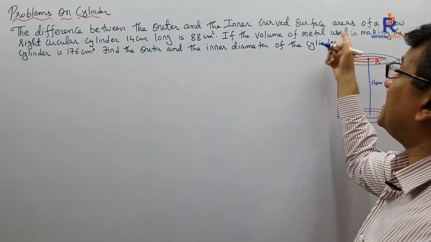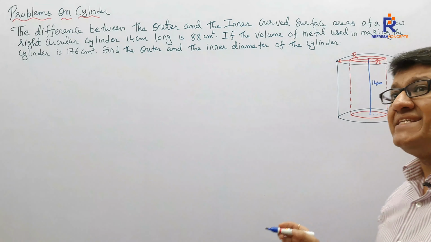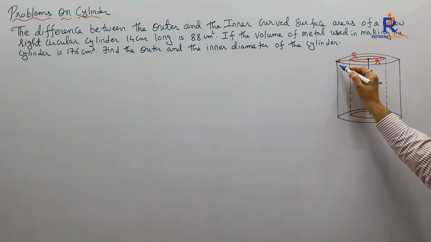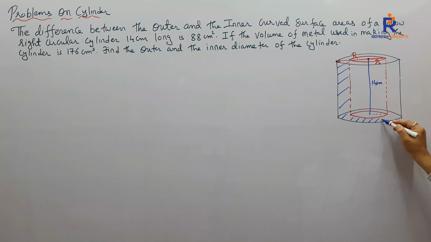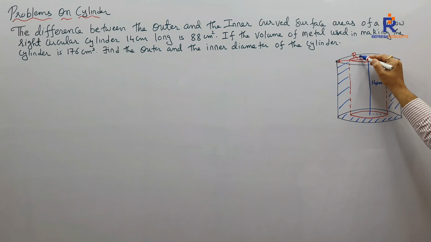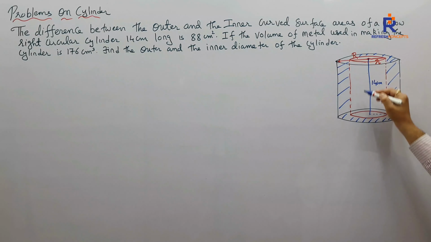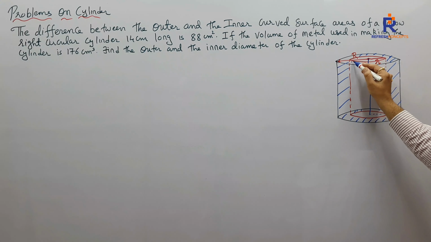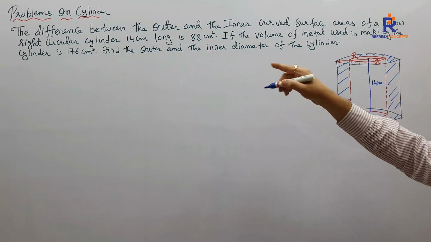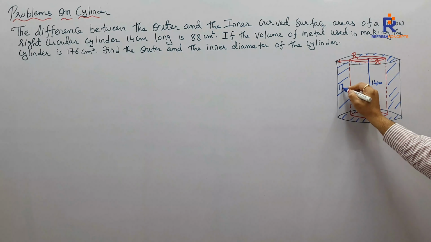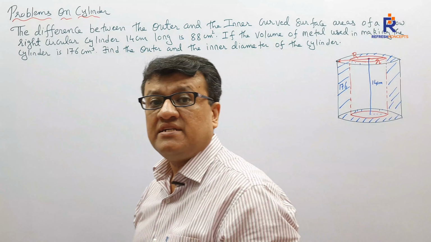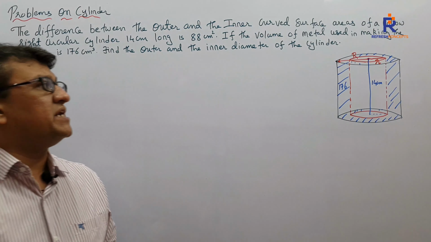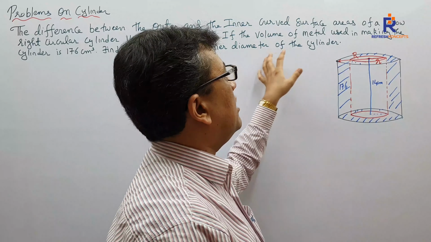Moreover, the volume of the metal used. Now for a hollow cylinder, where exactly is the metal? Don't you think the metal will be used here? This portion is covered with metal, and we'll have it ahead also and behind also. This volume is given to us as 176 centimeter cube, and the difference between their curved surface area is 88 centimeter square. What we are supposed to find out is the inner and the outer diameter.